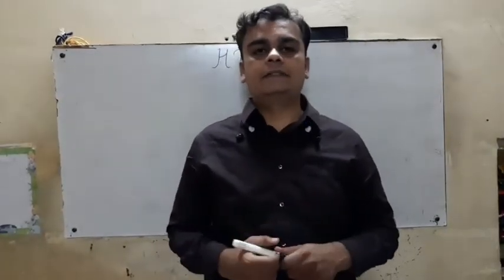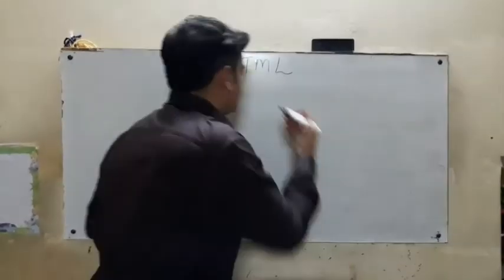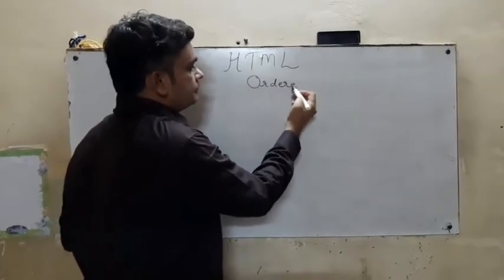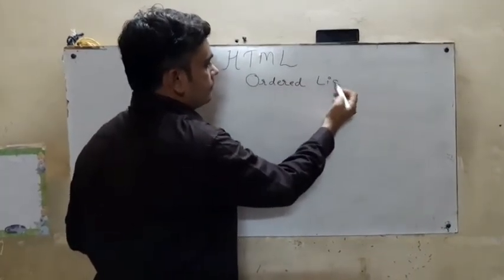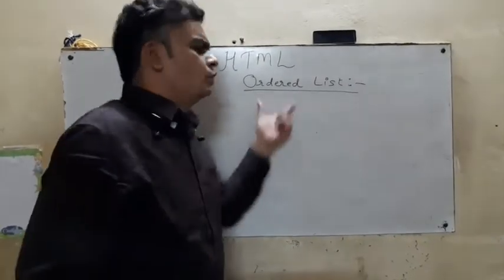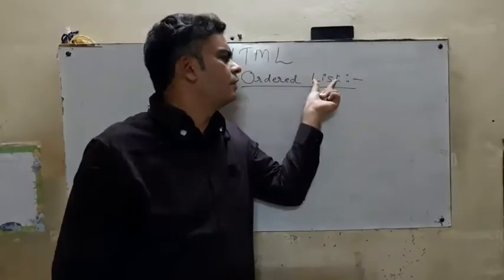So let me start, guys. Ordered list, unordered list and definition list. First of all we discuss list number 1, our ordered list. So guys, what does ordered list mean? First of all we focus on list.